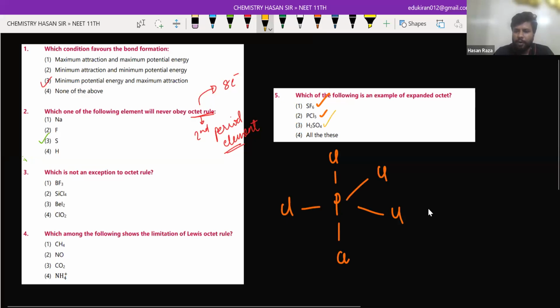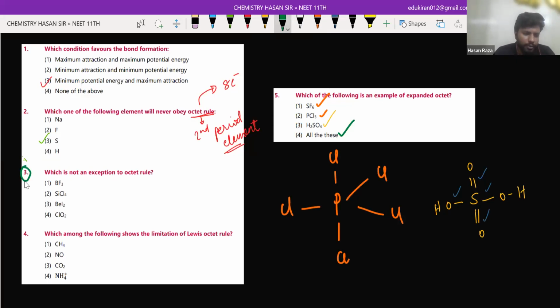H2SO4, if you know how to draw the structure of H2SO4, you can see this is the structure. How many bonds is sulfur making here? You can see 2, 4, 5, and 6. It is also expanded. So all of these are expanded octet. I'll keep waiting for the third question. Yes, sir.